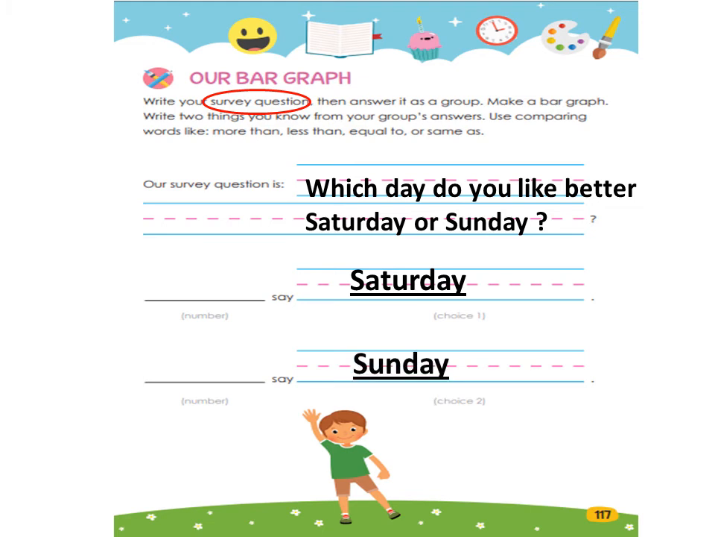For example, if I have 4 students choose Saturday, so 4 choose this, and if I have 6 choose Sunday, so here how many choose Saturday? 4. How many choose Sunday? 6. Which choice has more votes than the other? Excellent. The second choice more than the first choice.